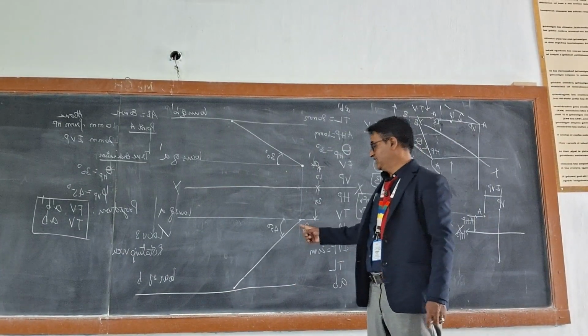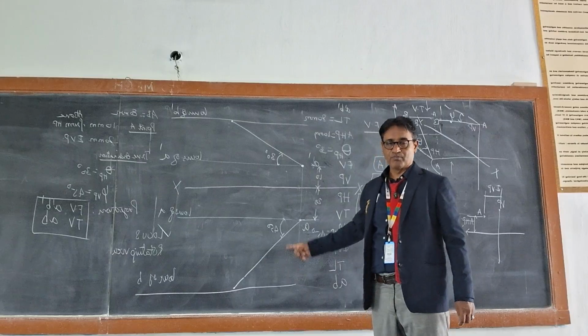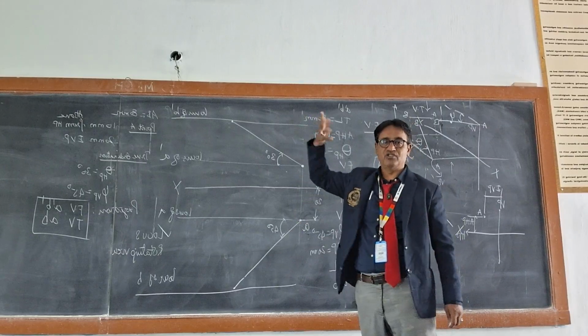After finding that, A and B will be joined, that is your top view, and A dash and B dash will be joined, that is your front view.